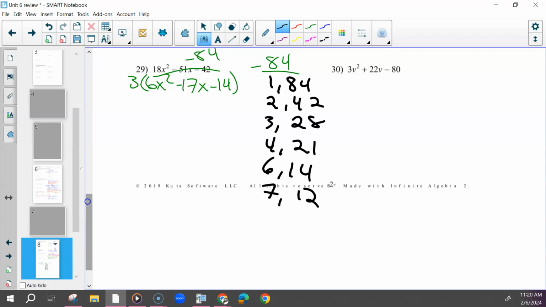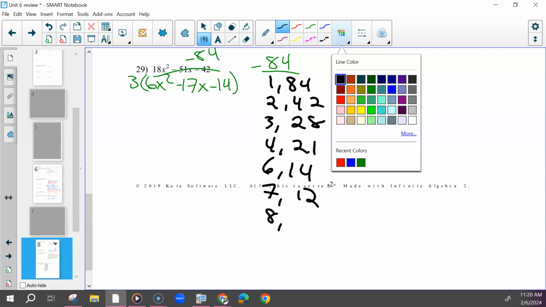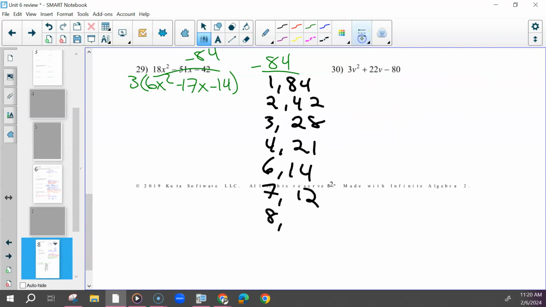So I think those... 4 and 21. You said 4 and 21. Yes, that would work, if we made 21 negative.